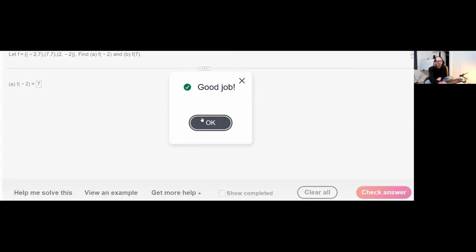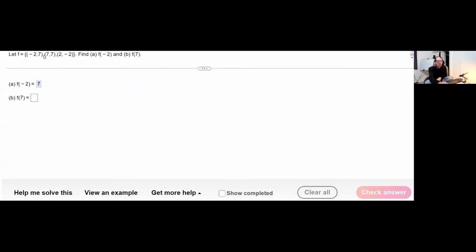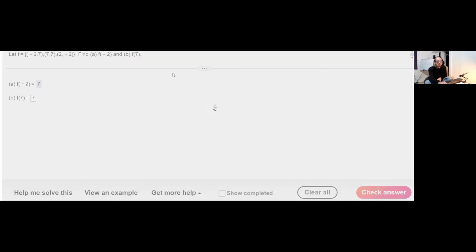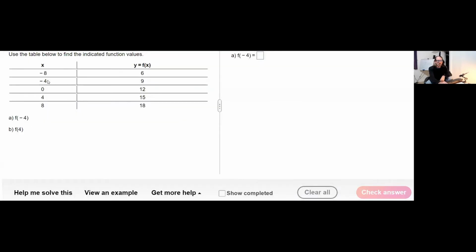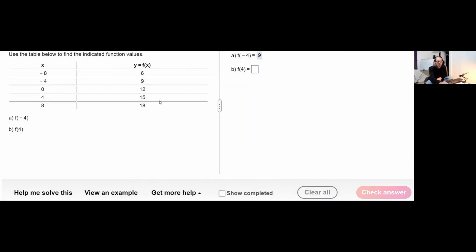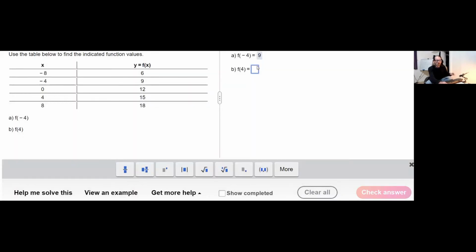Whereas when they ask for f of 7, we see the x coordinate 7 in the second ordered pair, and it is also paired up with a y coordinate of 7. So f of 7 is equal to 7. This is just written differently. It's still giving us x comma y ordered pairs, but in a table. So f of negative 4 is paired up with y equals 9. So f of negative 4 equals 9. And f of 4 is paired up with y equals 15. So f of 4 equals 15.